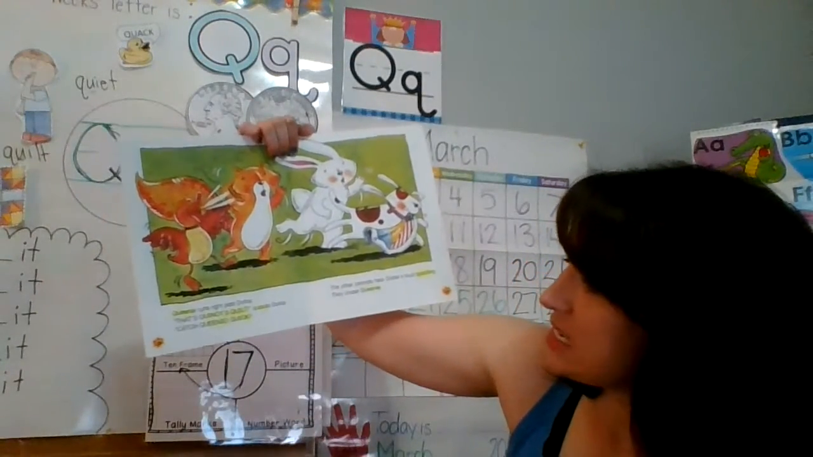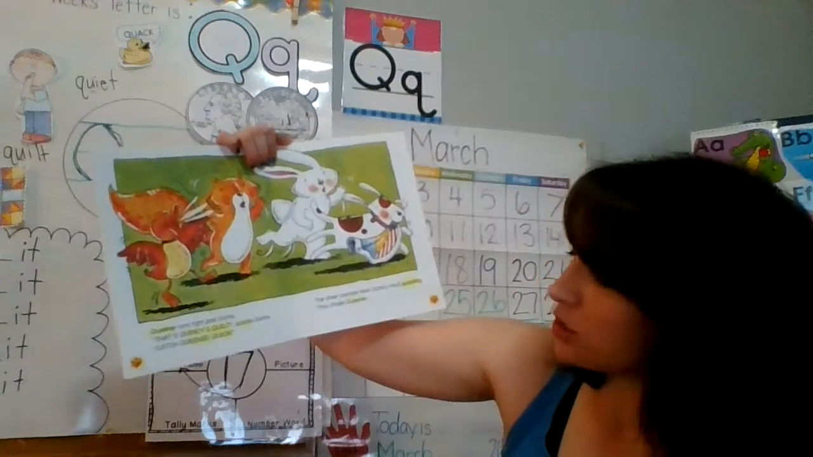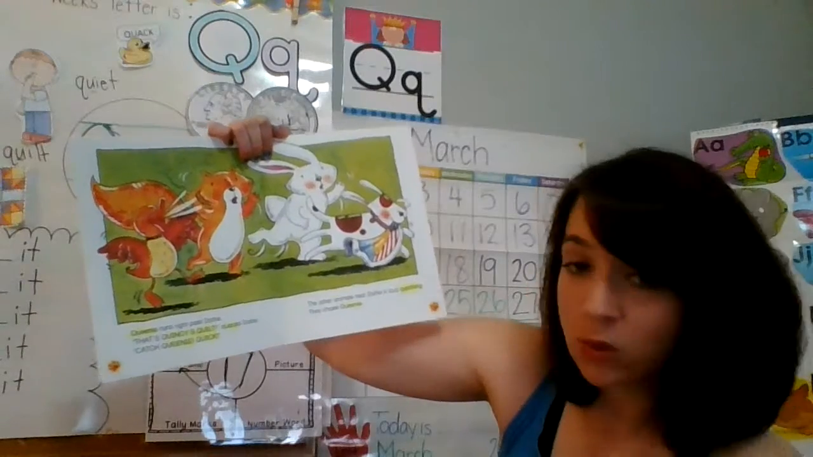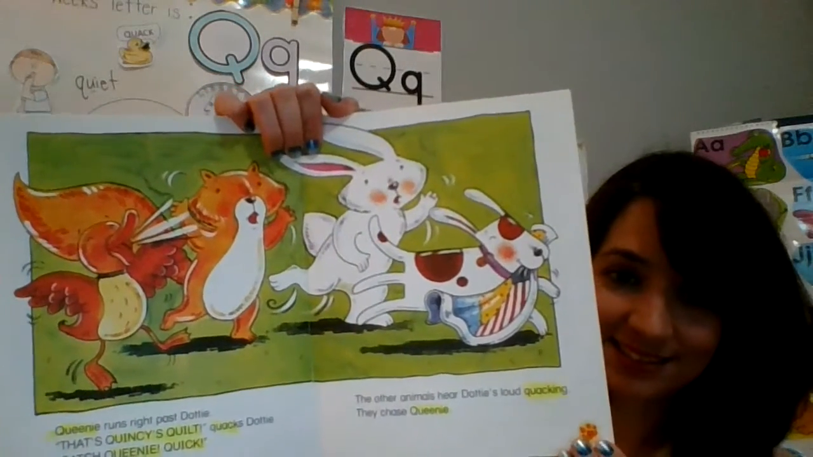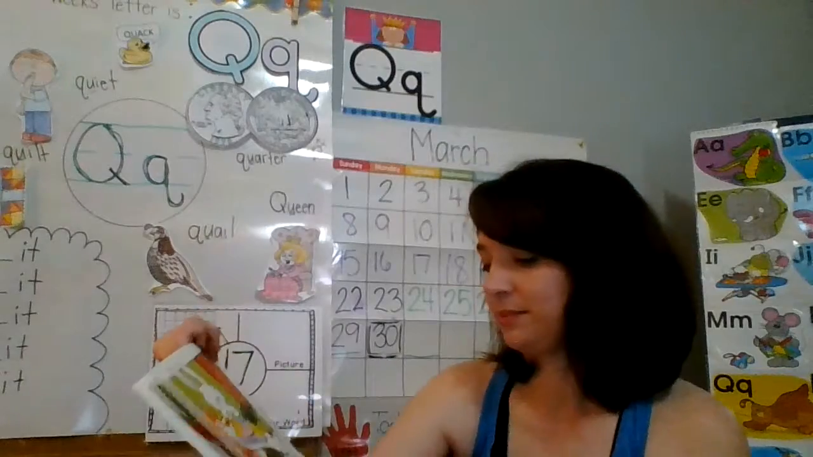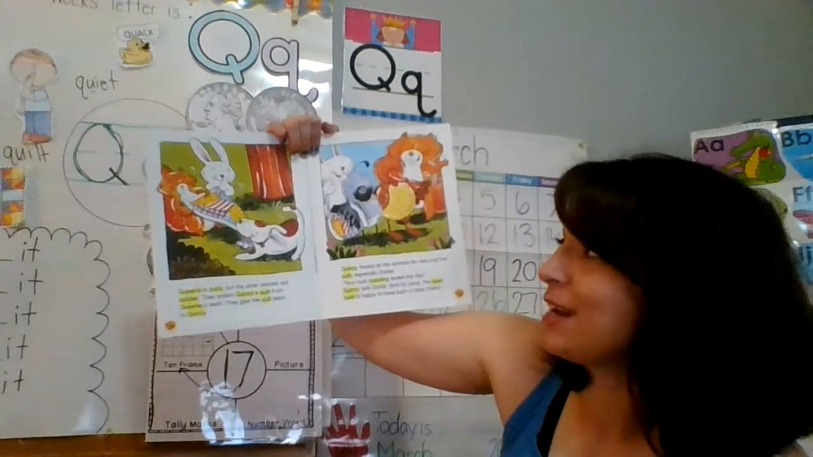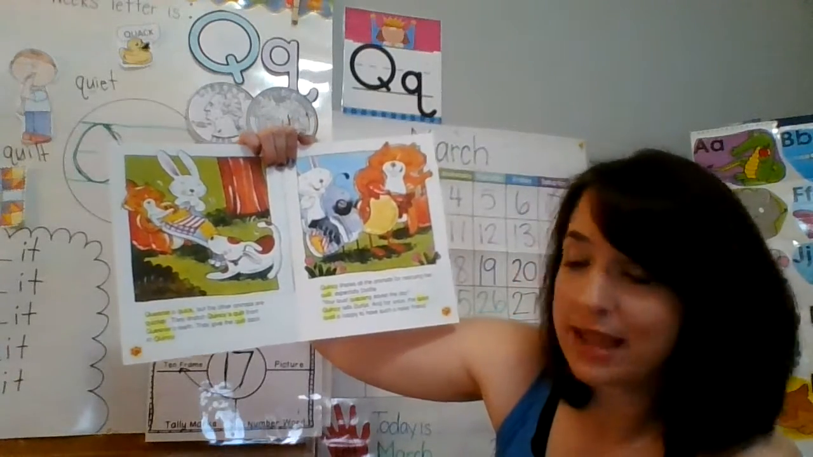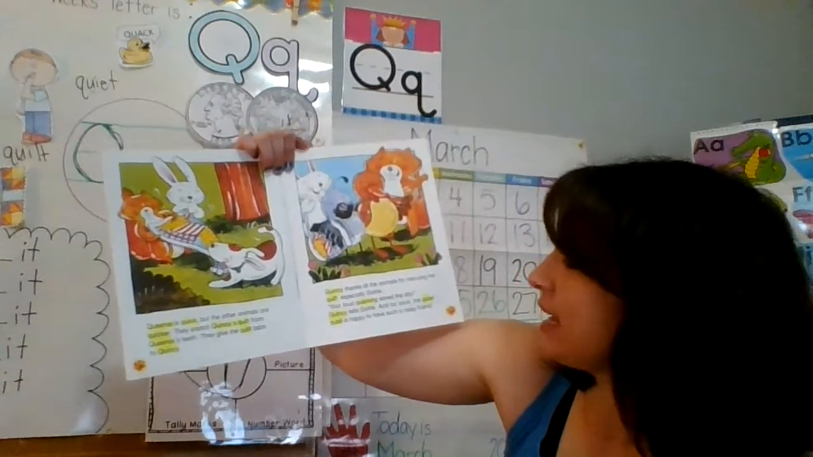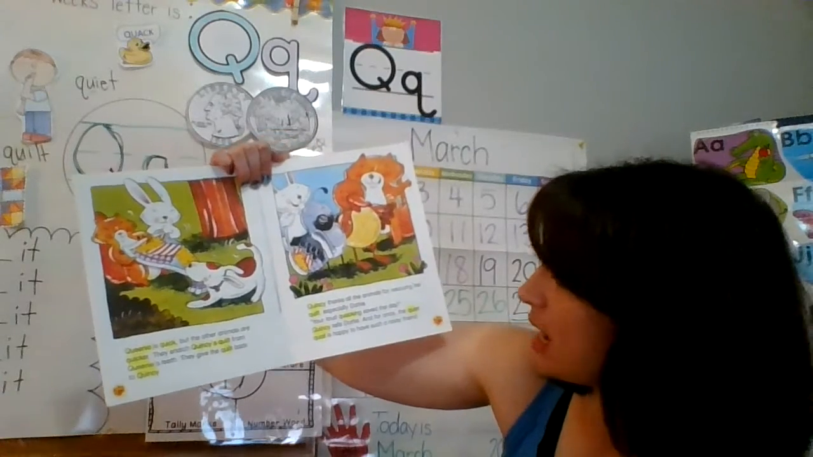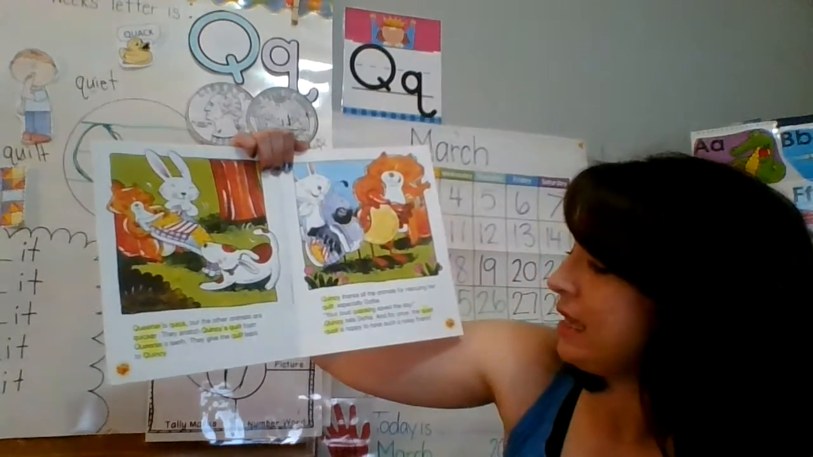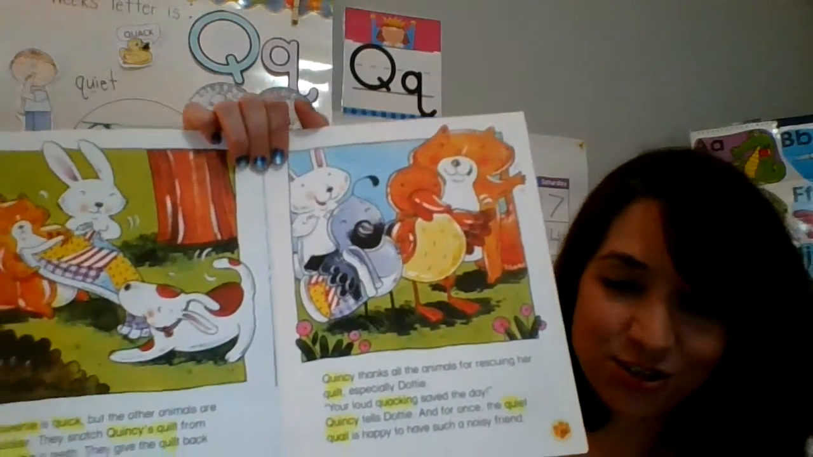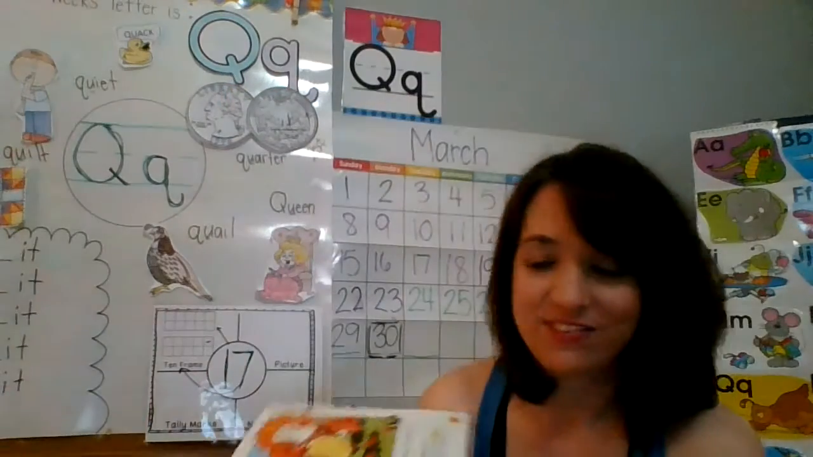Queenie runs right past Dottie. That's Queenie's quilt, quacks Dottie. Catch Queenie quick. The other animals hear Dottie's loud quacking and they chase Queenie. Queenie is quick, but the other animals are quicker. They snatch Quincy's quilt from Queenie's teeth and they give the quilt back to Quincy. Queenie thanks all the animals for rescuing her quilt, especially Dottie. Your loud quacking saved the day, Quincy tells Dottie, and for once the quiet quail is happy to have such a noisy friend. Very good.